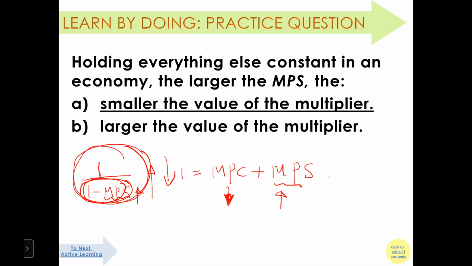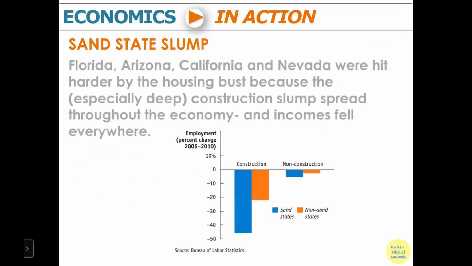But intuitively, the larger the MPS, the weaker the incentive for people to spend. And then the net impact on our economy from an increase in original spending will be smaller, and certainly the smaller the multiplier.